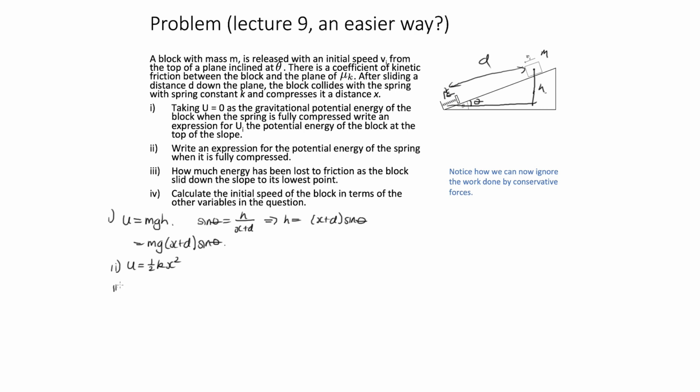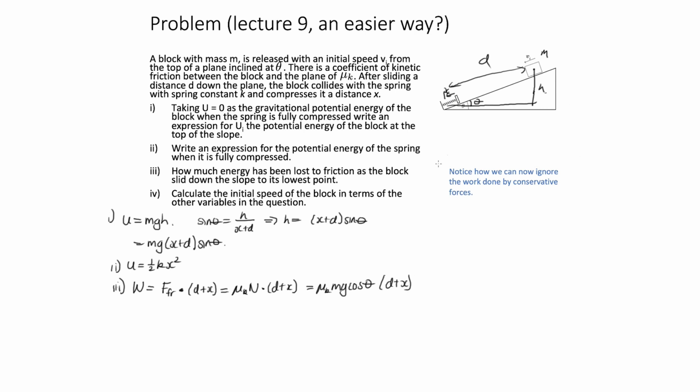Okay, so part 3 asks us to calculate how much energy has been lost to friction as the block slid down the slope to its lowest point. To work this out, we'll need the work done against friction, which is the frictional force times the distance that it slid. Now the total distance it slid is equal to d plus x. And the frictional force is given by mu k times the normal force, and the normal force in this case is equal to mg cos theta. So this is equal to mu k times mg cos theta times (d plus x).